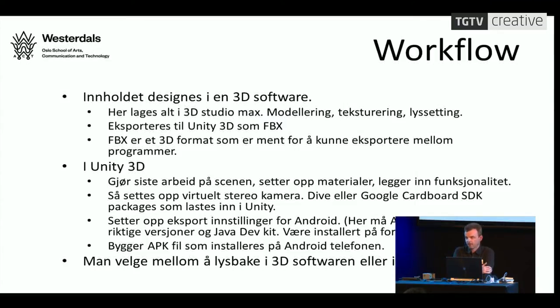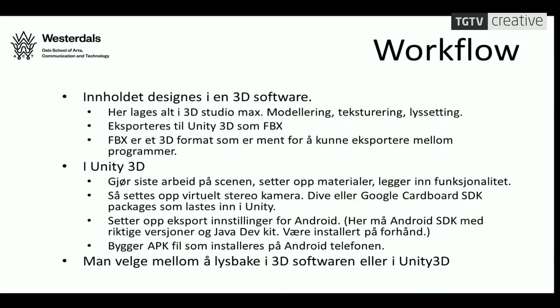It's a fantastic tool for designing computer games, and you just export it from 3D Studio Max as an FBX, take it into Unity, and then you will do the last work on the scene in Unity, where you will set up the materials again, maybe put in some functionality. To make the stereo effect, you will need a stereo package for Unity that you import and set up the scene so you get the split screen effect. Then you have to put in the right export adjustments for Android, export it as an APK for Android and install it on your telephone.